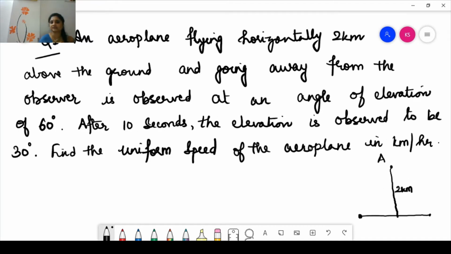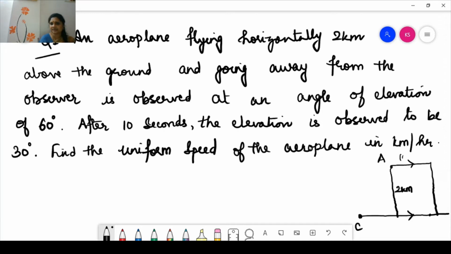Let's suppose the observer is here. Let's call the observer C. So this plane is going away from the observer. Horizontally it's going, so it traces a path that's parallel to the ground. So it goes like this. Then the position of it after 10 seconds.